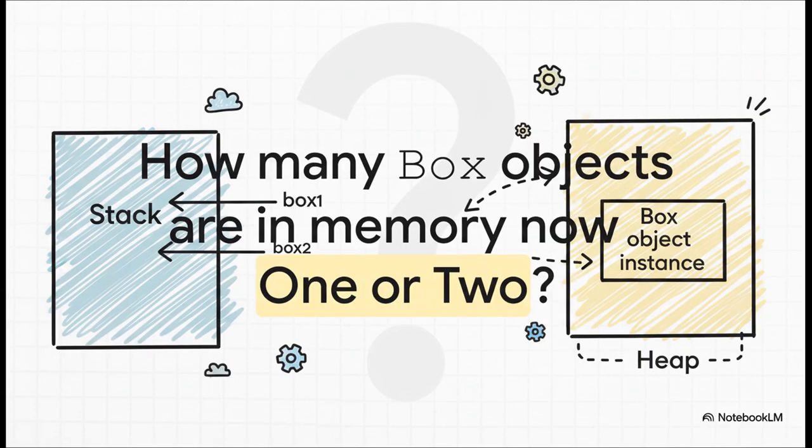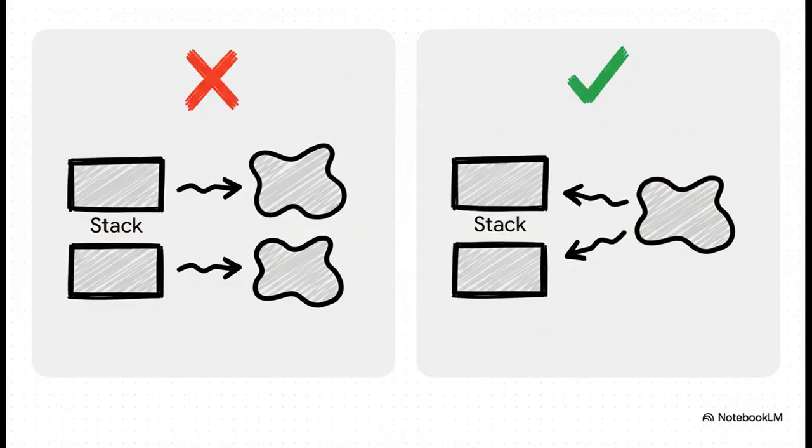We've got two variables, B1 and B2. Does that mean we now have two separate physical box objects sitting in memory? This question is at the very heart of this common mix-up. And here's the big reveal. A lot of people think that B2 equals B1 makes a fresh copy of the object. It feels intuitive, right? But that is not what happens.